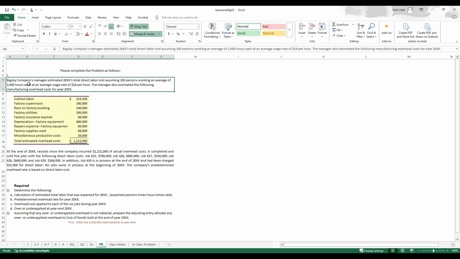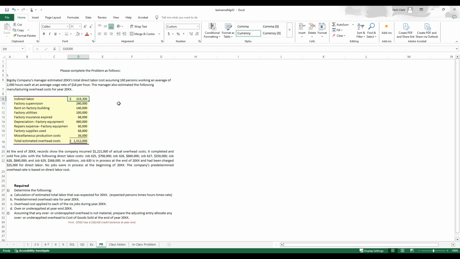At least it helps mine. Okay, so our manager here estimated our total direct labor cost, assuming 100 persons working an average of 2,000 hours each year at an average wage of $18 per hour. The manager also estimated the following overhead costs for the year. So we've got indirect labor, and again, this was direct labor, 100 persons, $18 an hour, 2,000 hours each. So 200,000 hours times 18, basically, which we'll go through all the math here. I'm doing everything else in a bit.